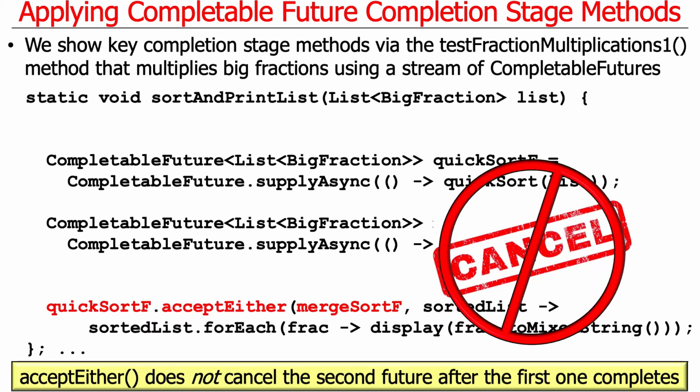Something else to note here is that acceptEither does not cancel the second future after the first one completes. So the first future to complete, we're going to take its result and go ahead and print it. But there's still that other sort routine running in the background. When that one finishes, we just ignore its results. acceptEither does not cancel that computation. And the reason for that is that that completable future may be in use for something else. It could be used for some other purpose. And so acceptEither doesn't want to take the responsibility for canceling it.